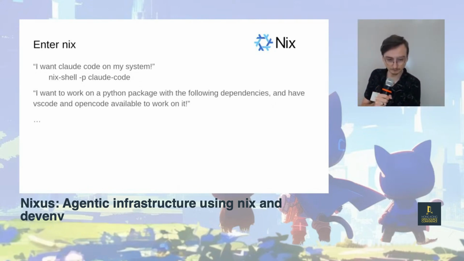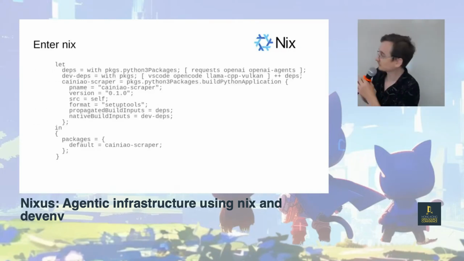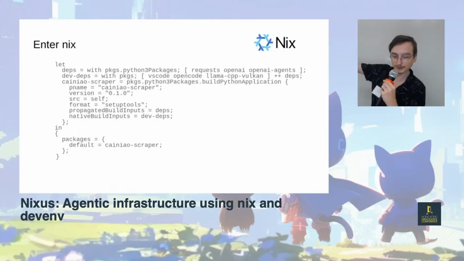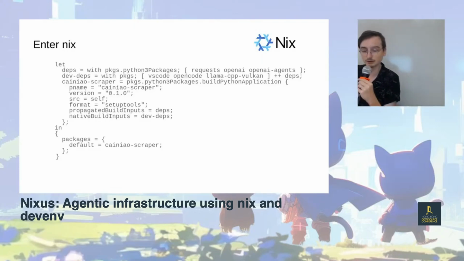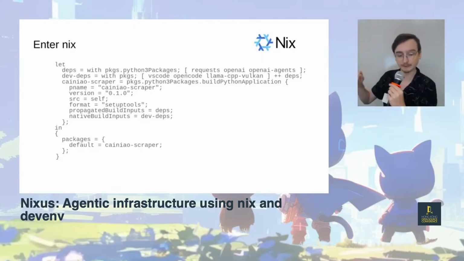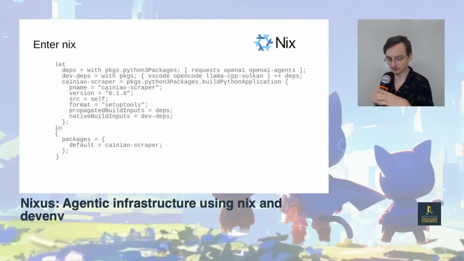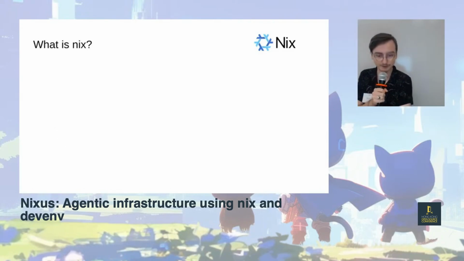And then to do that, you just have this, right? You say your dependencies are your Python packages, with the OpenAI Python package and OpenAI agents. Your development environment is VS Code, OpenCode, and Llama. And then you set up your Python package that's going to run this. I won't go too much into details because I only have 5 more minutes.